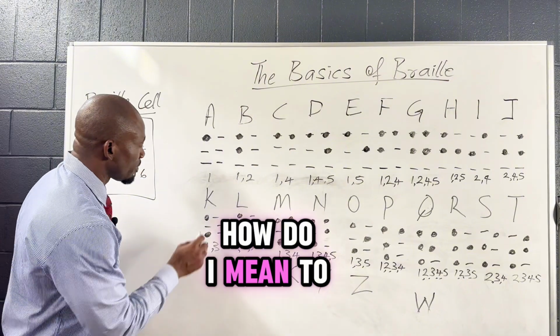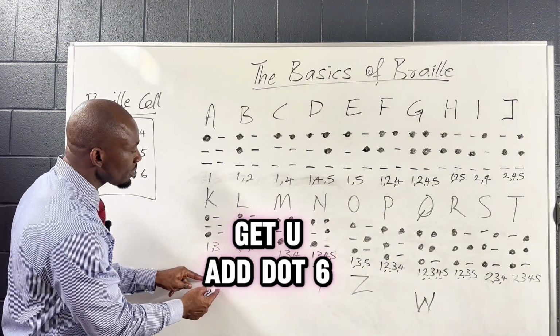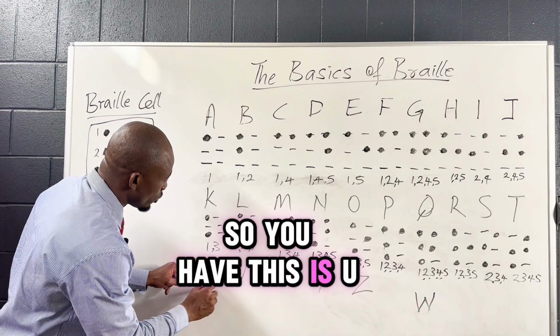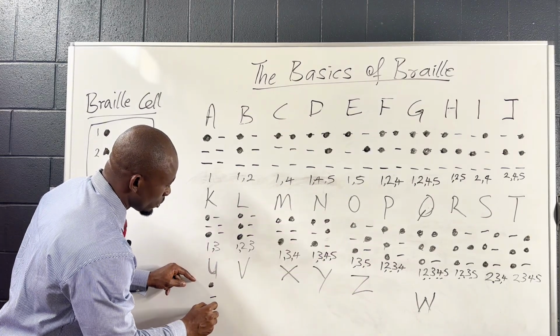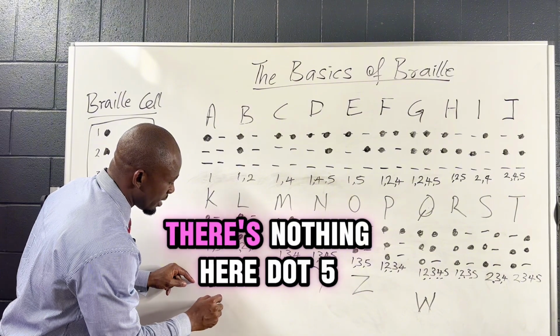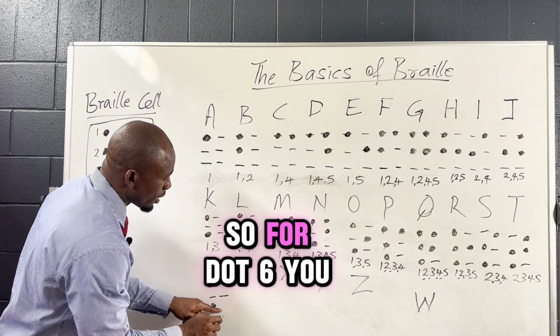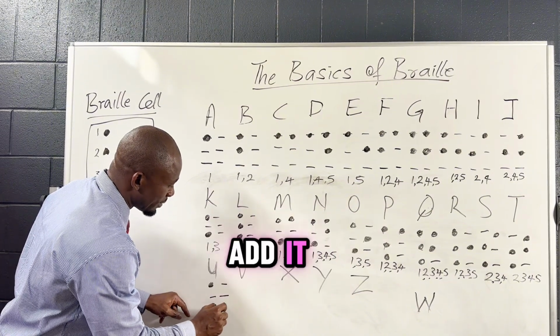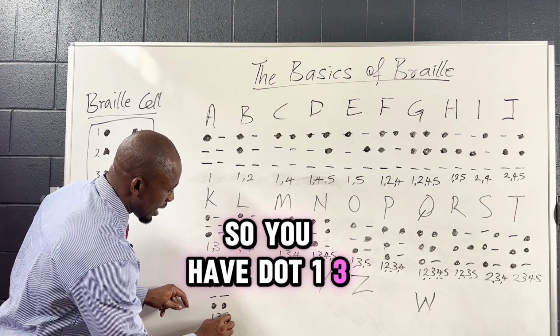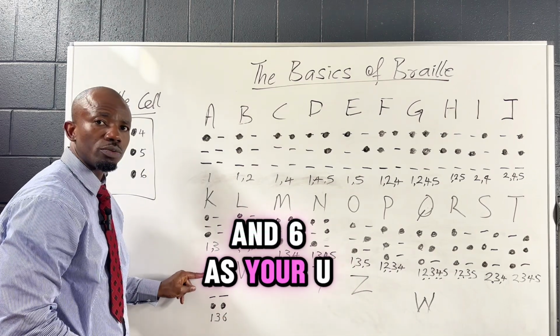How do I mean? To get U, add dot 6 to K. So you have, this is U, dot 1, dot 3, there's nothing here, dot 4, there's nothing here, dot 5. So for dot 6, you add it. So you have dot 1, 3, and 6 as your U.